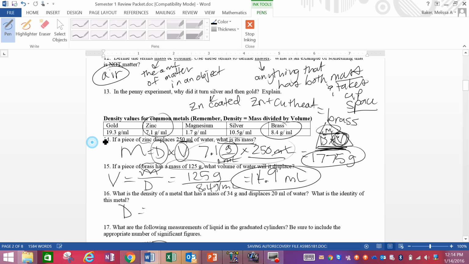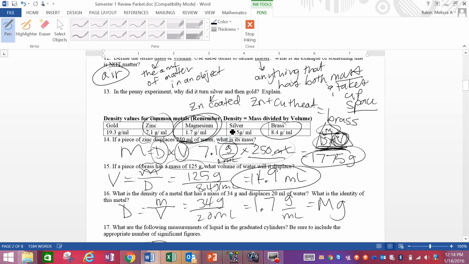All right, 16 is density. Remember, you love it. Mass divided by volume. It looks like a heart. Okay, it's also up here, so you can use that triangle. 34 grams is the mass. 20 milliliters is the volume. 34 divided by 20 is 1.7 grams per milliliter. So which one of these from the above chart does that match? Check it out. It matches magnesium exactly.